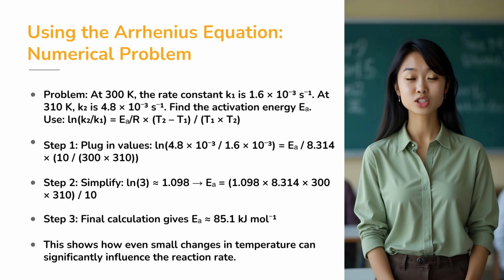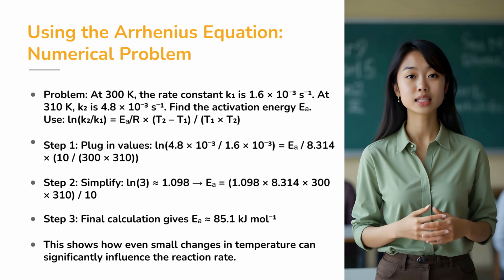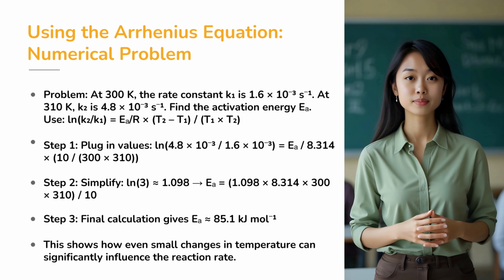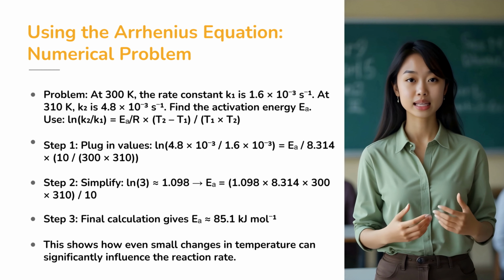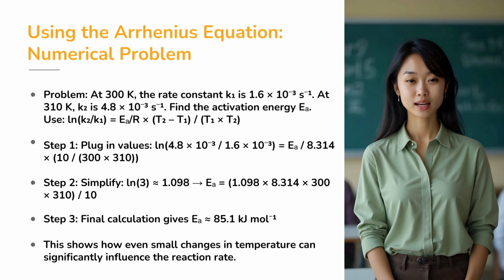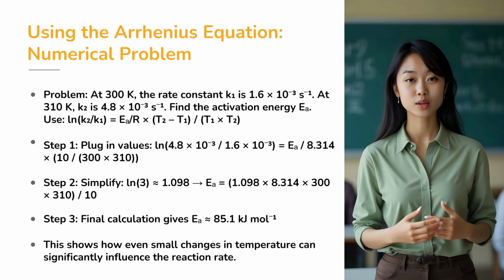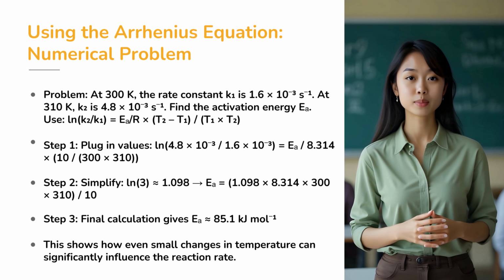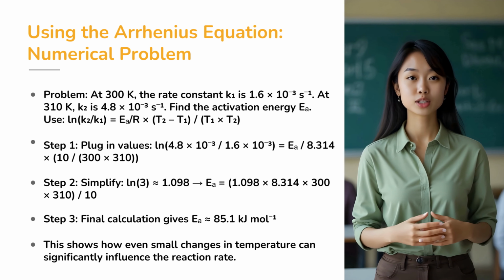To calculate activation energy, we use the equation ln of K2 by K1 equals Ea by R multiplied by the difference of T2 and T1 divided by T1 into T2. Plug in the values. Ln of 3 is approximately 1.098. Multiply that with R equal to 8.314 and the temperatures and solve for Ea. You get Ea approximately equal to 85.1 kilojoules per mole. That's a solid example of how just a small rise in temperature can significantly boost the rate of a reaction.